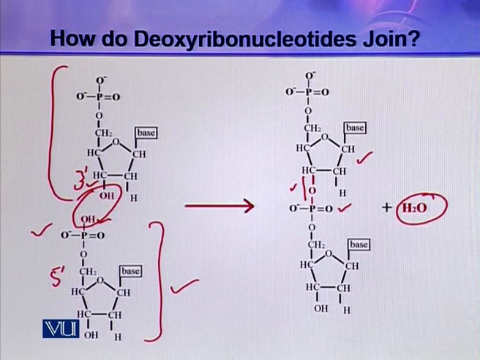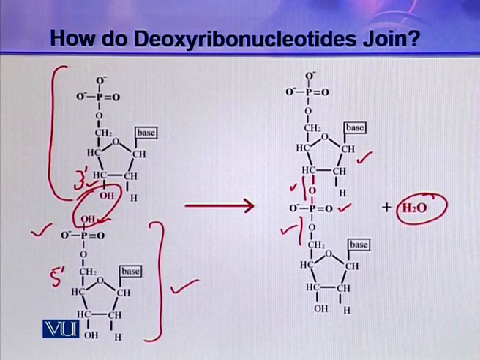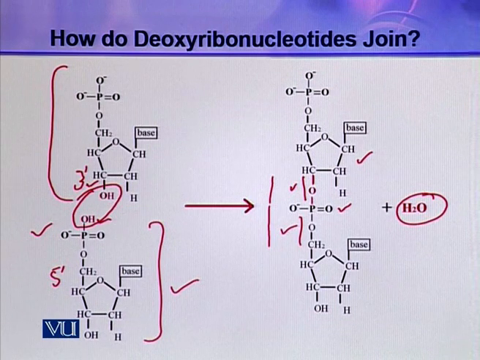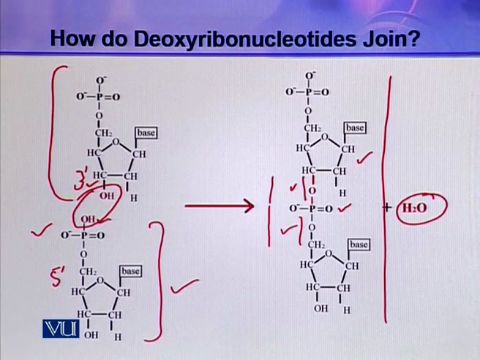Then why is this linkage called phosphodiester linkage? Because this is one ester and this is another ester. So two esters and a phosphate group are included in this whole linkage. That's why this linkage is called phosphodiester linkage. All these successive nucleotides are linked through this phosphodiester linkage. So this whole molecule is a dinucleotide.